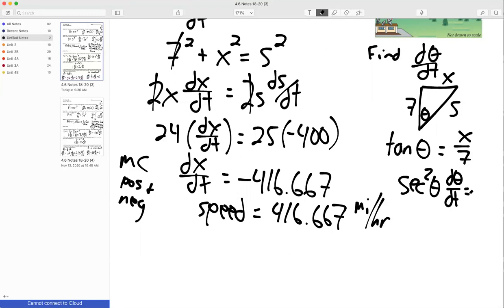And now I need to take the derivative of the other side. I'm going to write this as 1 over 7 times x. You like that? So what's the derivative of 1/7 x? It's just going to be 1/7, but I need to tag it. So I need a dx dt.